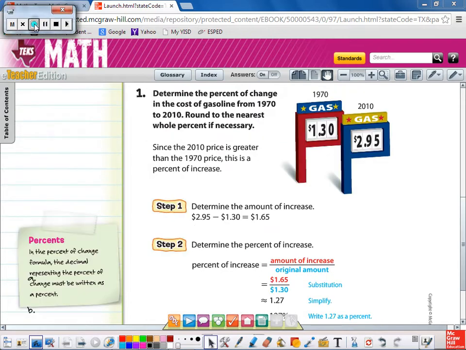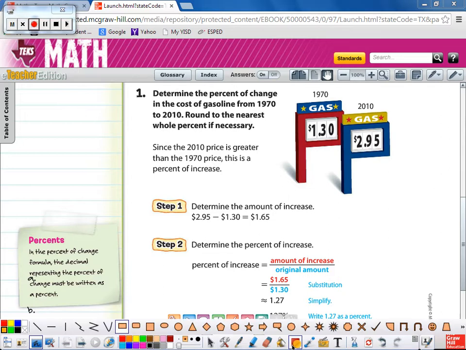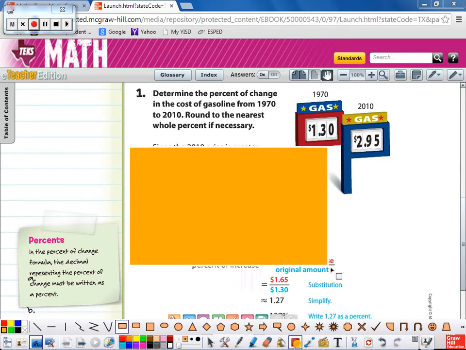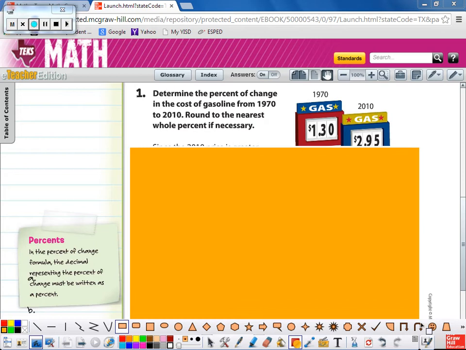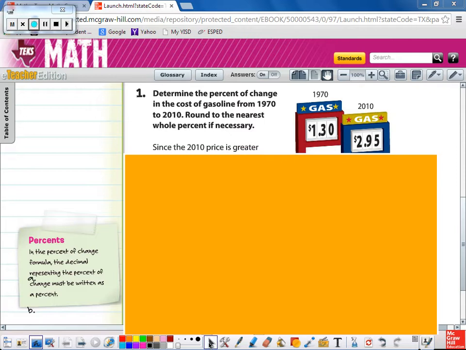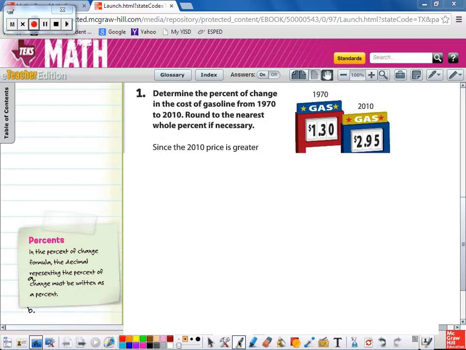So now let's look at example number 1. Before we get onto that, I'm going to go ahead and block out all of it, just about, so that I can have some space to work with. Okay. So here on number 1: determine the percent of change in the cost of gasoline from 1970 to 2010. Round to the nearest whole percent if necessary.